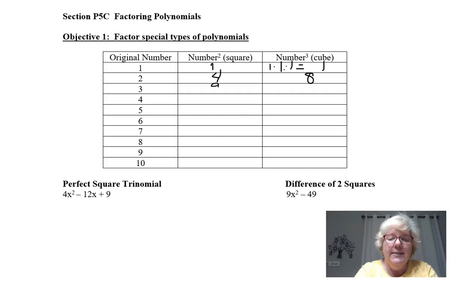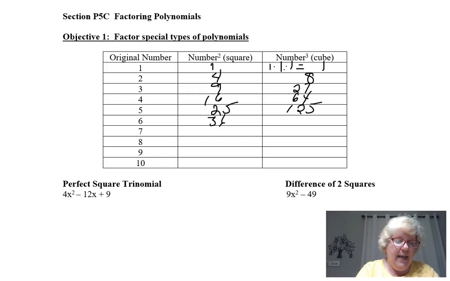3 squared is 9, but 3 cubed is 27, 3 times 3 times 3. 4 squared is 16, but 4 cubed is 64, 4 times 4 times 4. 5 squared is 25, and 5 cubed, 5 to the exponent 3, is 125. 6 squared is 36, and 6 cubed is 216.